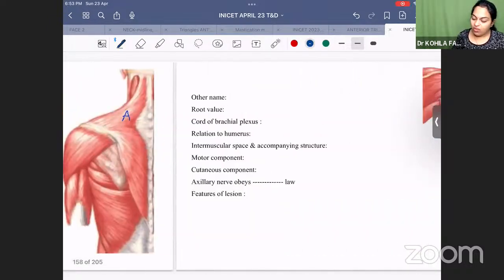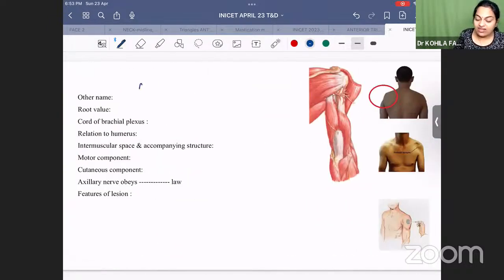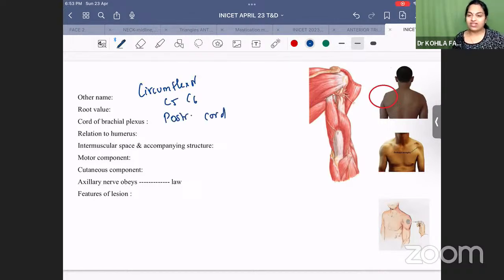So what are the things about the axillary nerve? The axillary nerve is also called the circumflex nerve. It has the root value C5, C6, and it comes from the posterior cord of the brachial plexus. Which part of the humerus fracture involves the axillary nerve? The surgical neck. It winds around the posterior aspect of the surgical neck of the humerus. It passes through the quadrangular space of the axilla.